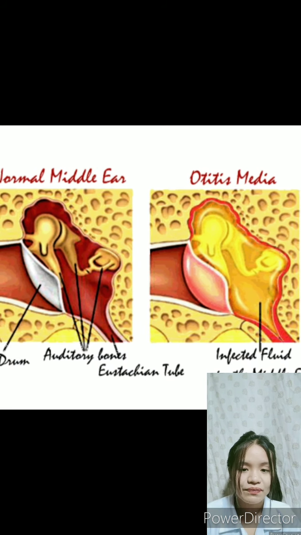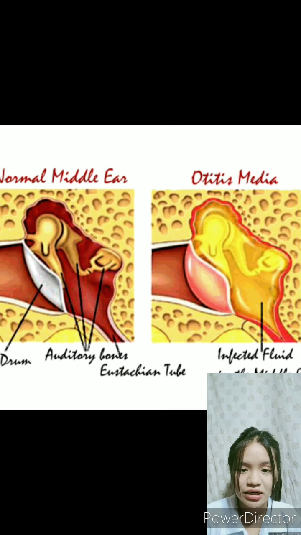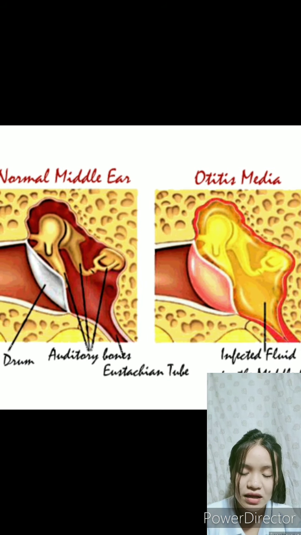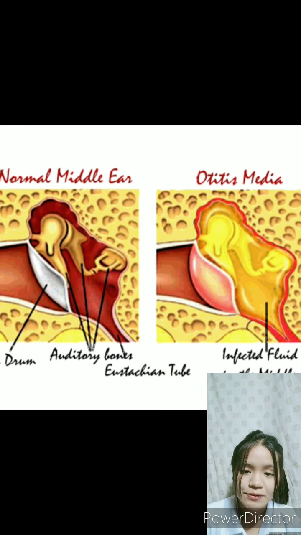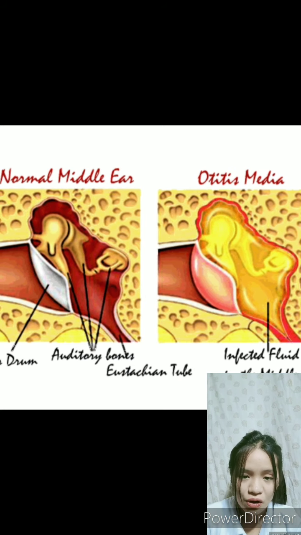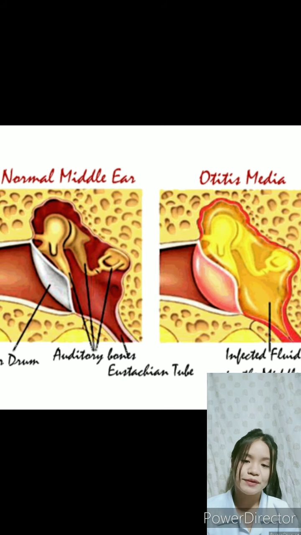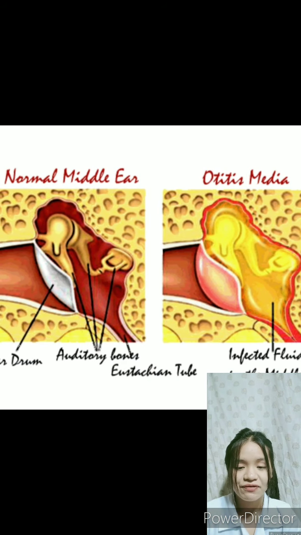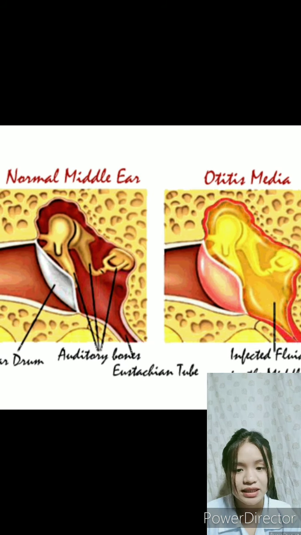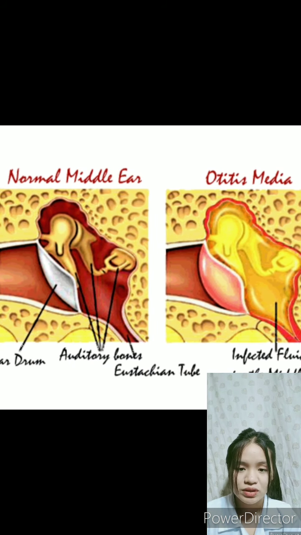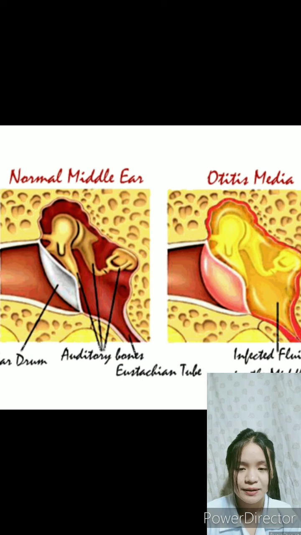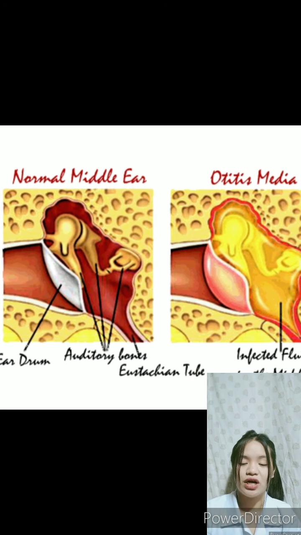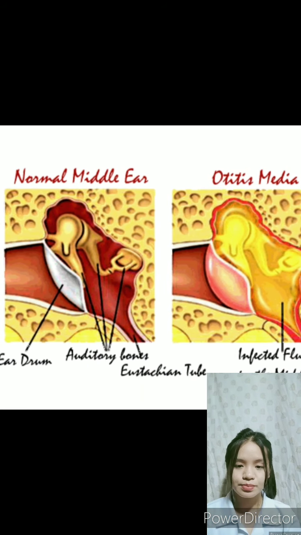And then, yung function po ng ating middle ear is to transmit vibration from the tympanic membrane to our inner ear via auditory ossicles. And then, sa ating next picture naman, sa ating right side, yun po, nakikita po natin yung picture ng infected middle ear. Nakikita po natin na may pagbabara po sa ating middle ear o sa ating ear canal. So, yun po yung pagkakaiba ng ating normal middle ear at saka yung infected middle ear.